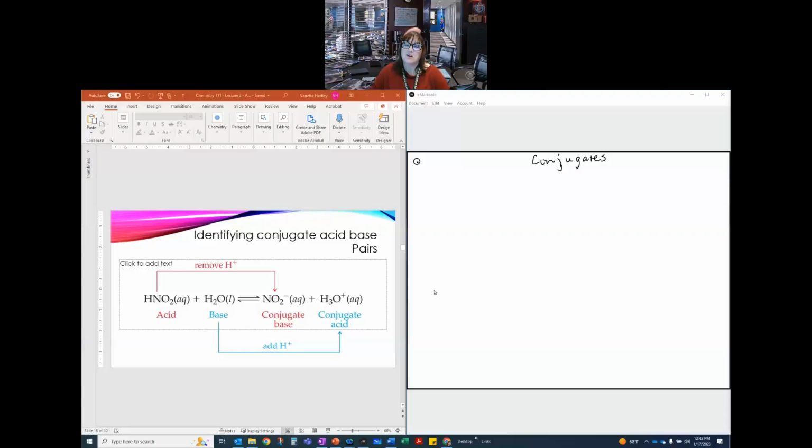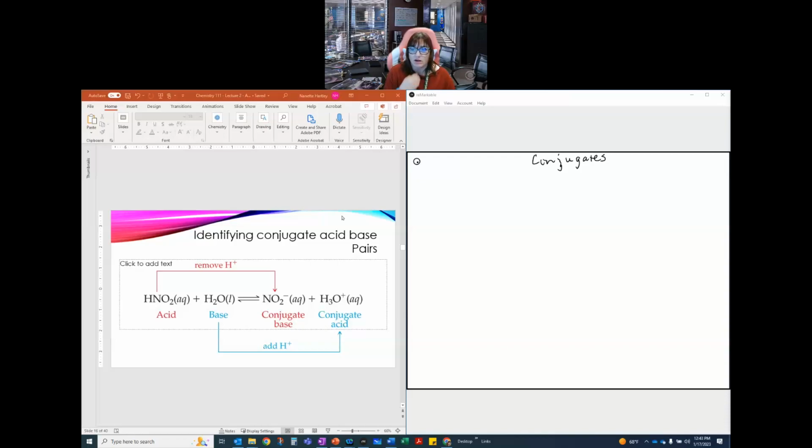Hey guys, let's talk about conjugate acids and bases. So that's the next topic that we're going to be talking about. When we talk about conjugate acids and bases, we know that we start with either an acid or a base. What happens is that if I'm an acid, like HNO2, and I donate that proton to the base, in this case H2O, that's the example that you have here, then I become an NO2 minus. Now that NO2 minus technically has the ability to pick up a proton again. So it can act as a base because it can be a proton acceptor.